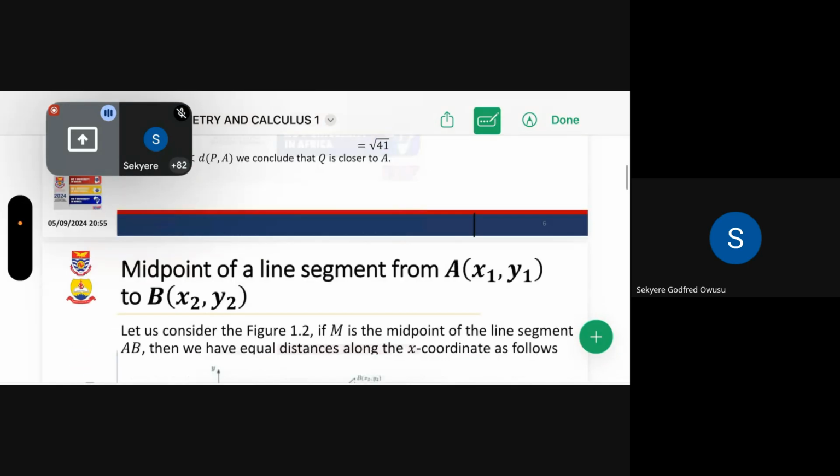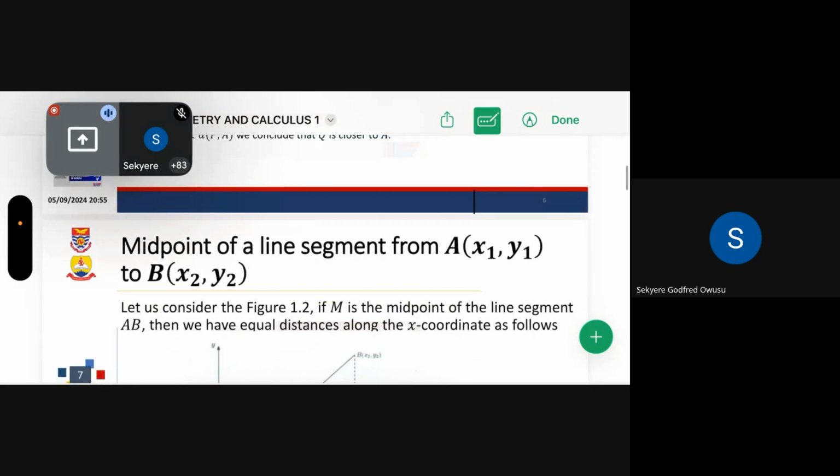So the next I want to move on to how to find the line segment.